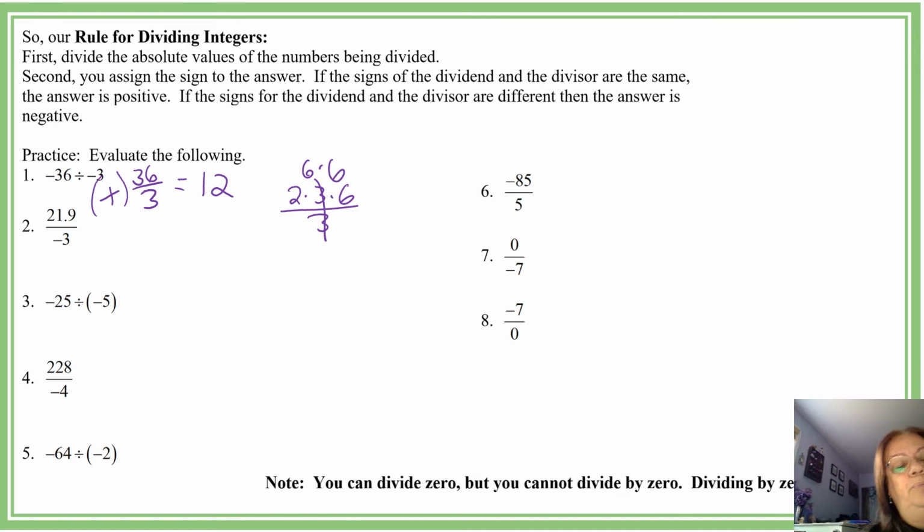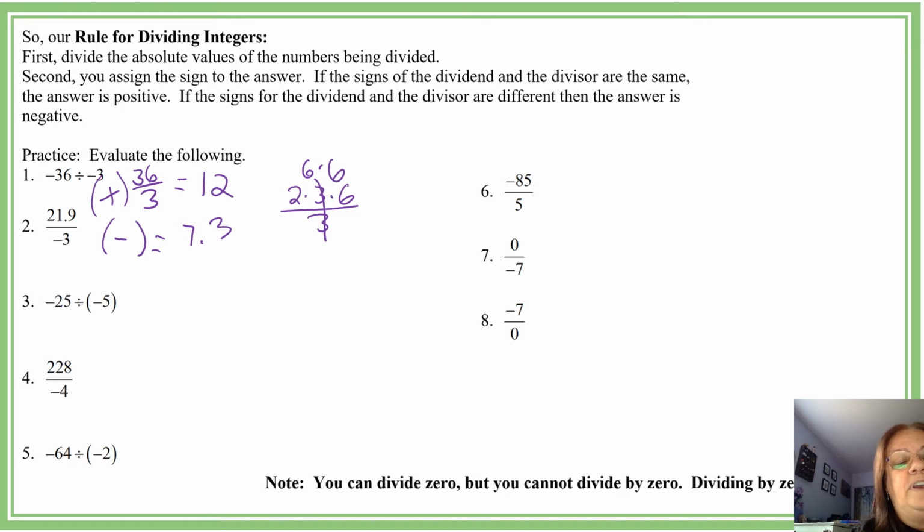All right, 21.9 divided by negative 3. Well, positive and negative tell me my answer is going to be negative. Okay. This is going to be 7.3. Only because I can divide both the 21 and the 9 by 3 is it that easy. Decimals are usually not that easy.